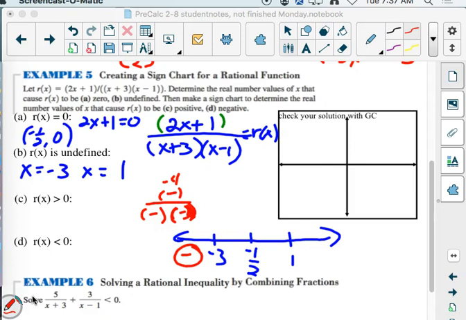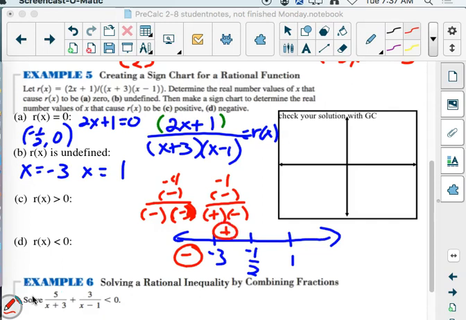Something decent between negative 3 and negative 1/2. Probably negative 1. Negative 1 or negative 2, it doesn't make any difference, but negative 1 is a little bit smaller. So 2 times negative 1 plus 1 is going to give me a negative up there. Then if I put negative 1 plus 3, that's going to be positive. And then negative 1 minus 1 will be a negative. So that one with the 2 negatives is going to give us a plus.